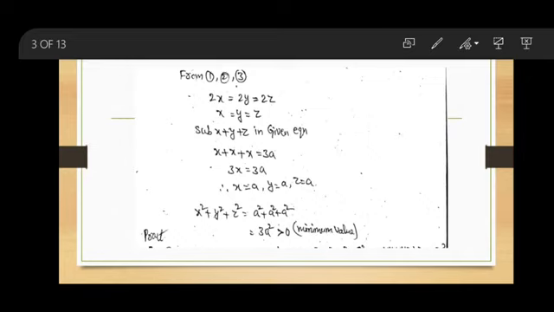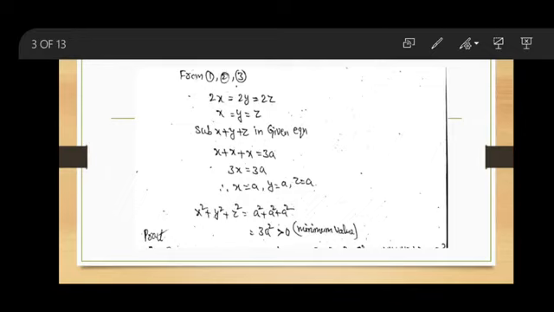We substitute in terms of x, because all the values are equal. So we write y equal to z equal to x. Then x plus x plus x is equal to 3a. So 3x is equal to 3a. Both sides have 3, so we cancel it. We get x is equal to a. Similarly, y is equal to a and z is equal to a.